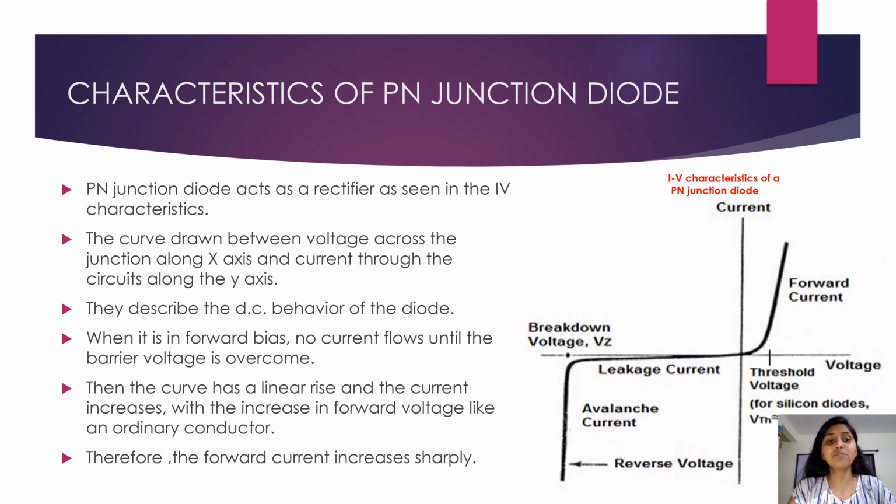In this diagram, a PN junction diode acts as a rectifier. A curve is drawn between voltage across the junction along the x-axis and current through the circuit along the y-axis. They describe the DC behavior of the diode. When it is forward biased, no current flows until the barrier voltage is overcome. Then the curve has a linear rise and the current increases with the increase in forward voltage like an ordinary conductor. Therefore, the forward current increases sharply.